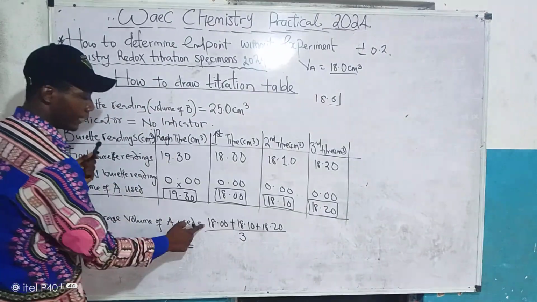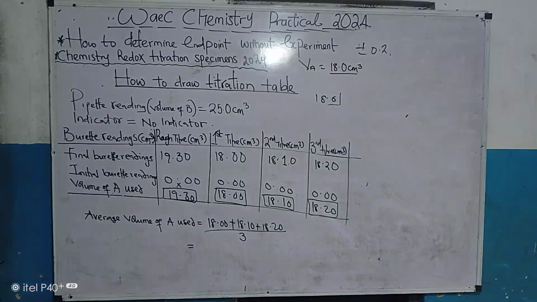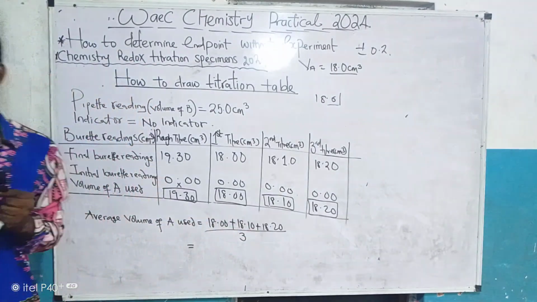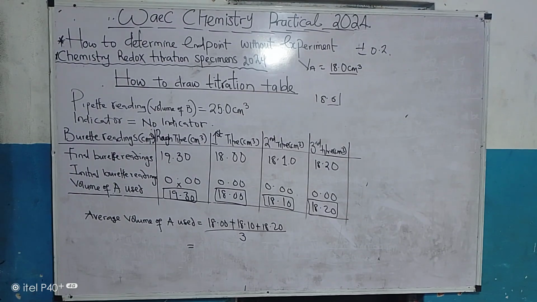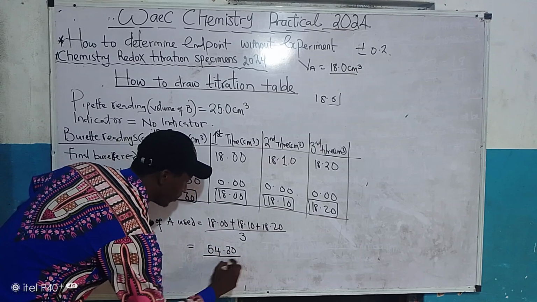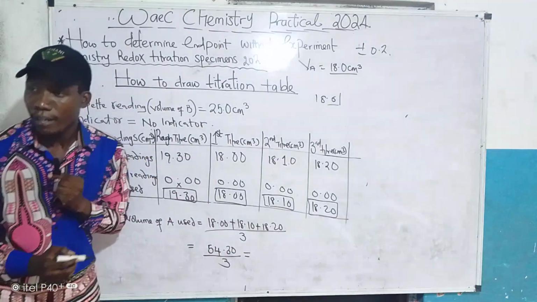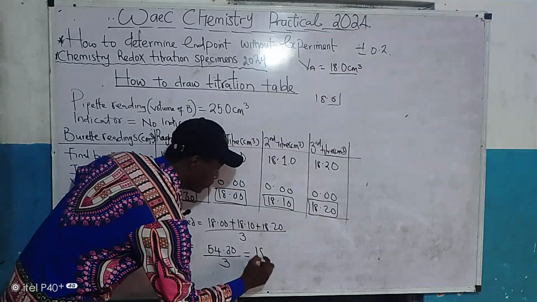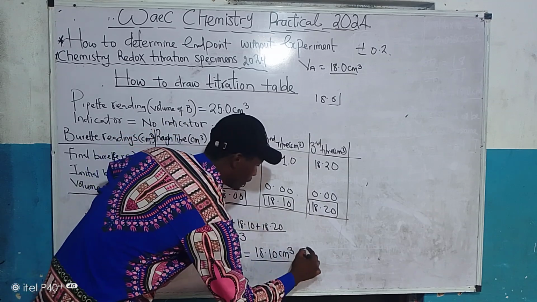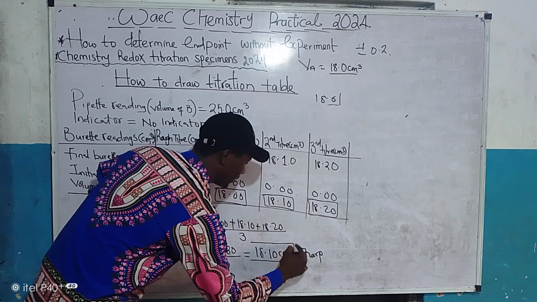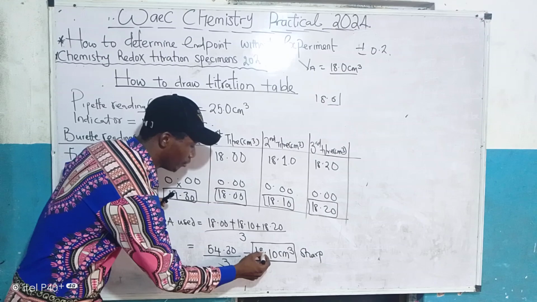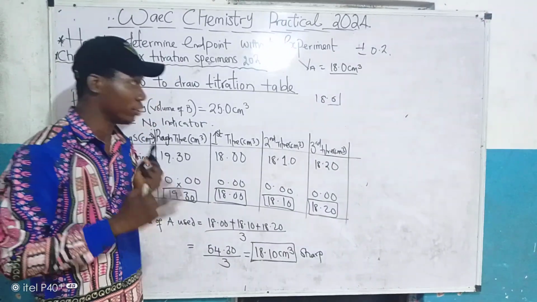Let's quickly do this. 18.00, 18.10, 18.20. 54.30. Divide it for me by 3, please. Do that fast. 18.10. Good. 18.10. Wow. This endpoint is what? Is sharp. So ladies and gentlemen, this is the endpoint for your titration experiment.